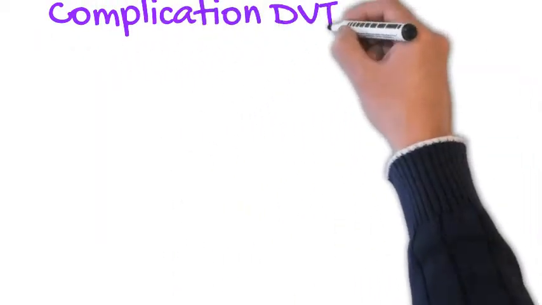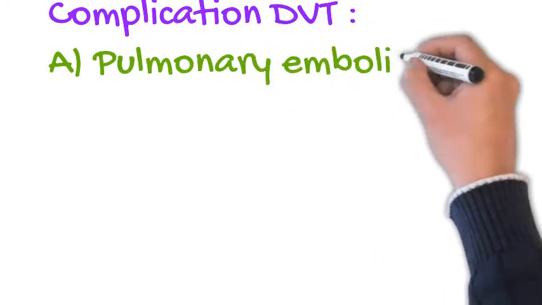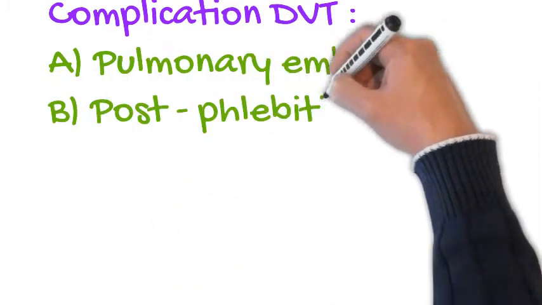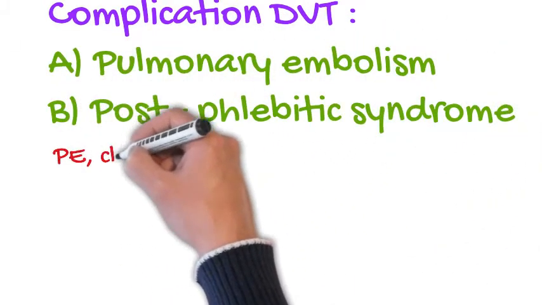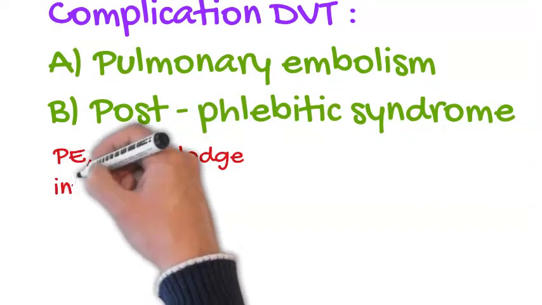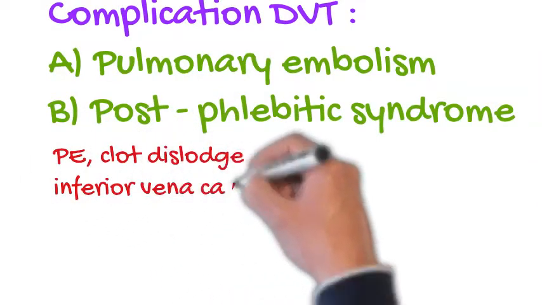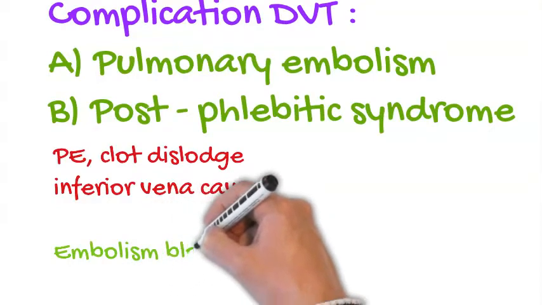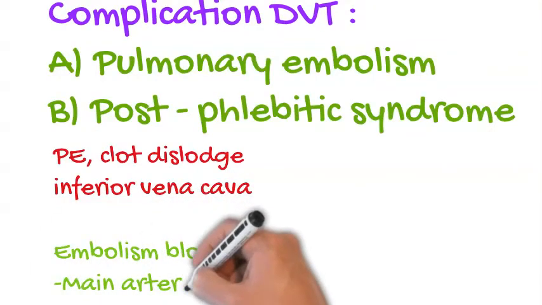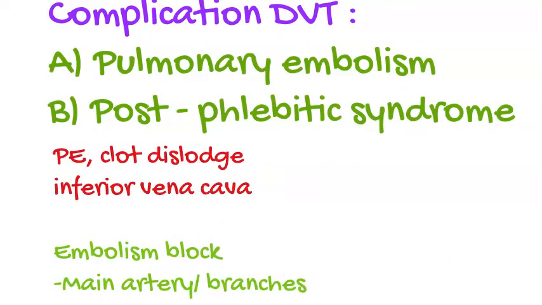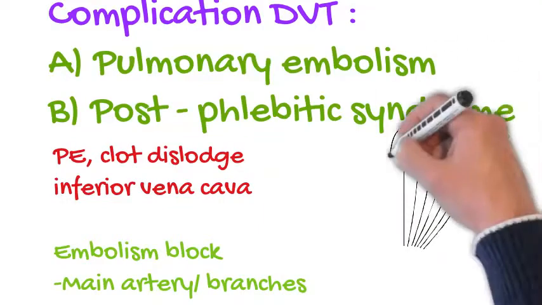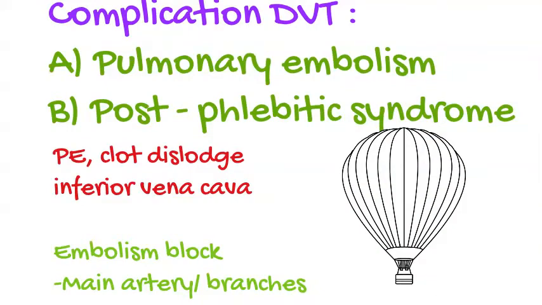Complications of DVT can be divided into A. pulmonary embolism or B. post-phlebitic syndrome. For pulmonary embolism, what happens is the clot dislodges, then travels to the lung via the bloodstream through the inferior vena cava. The embolism blocks the main artery of the lung or one of its branches.